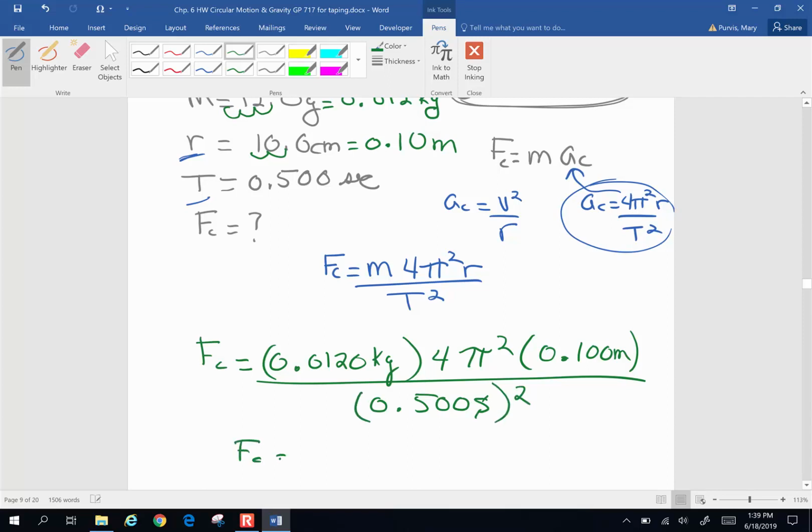Let's throw all that in the calculator and see what we get. 0.012 times 4 times pi squared times 0.1 divided by, open parentheses, 0.5 squared, close parentheses. I end up with a centripetal force of 0.189 newtons. Now, where do newtons come from? I have on the top kilogram, then a meter, and then a second that is squared, and a kilogram times a meter divided by a second squared is the definition of 1 newton.